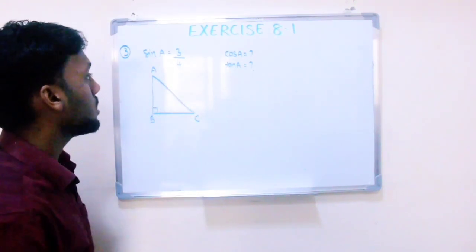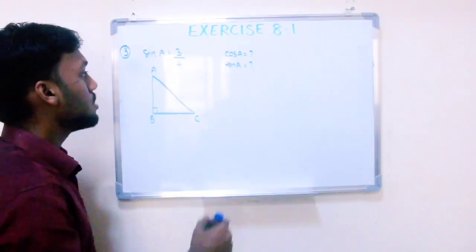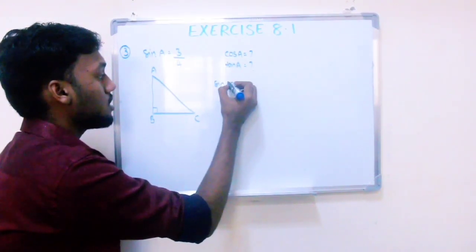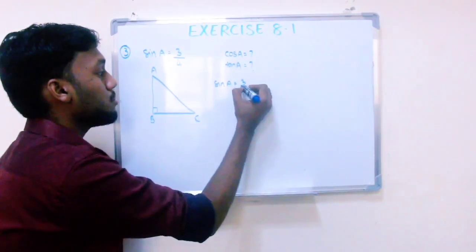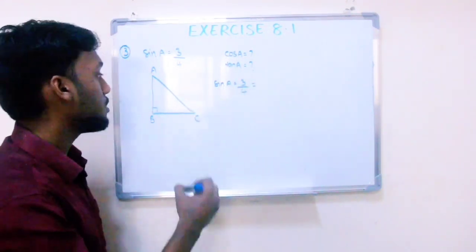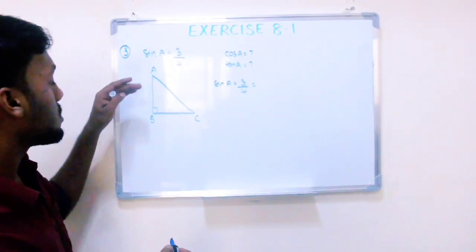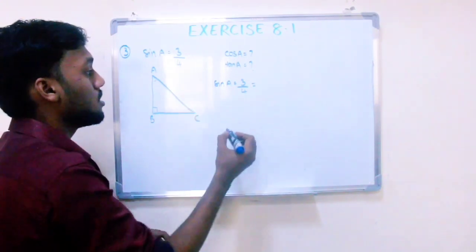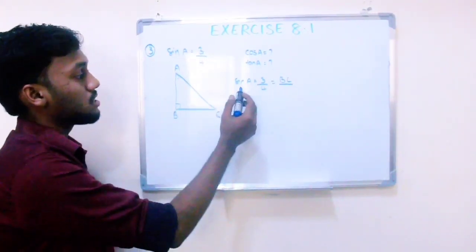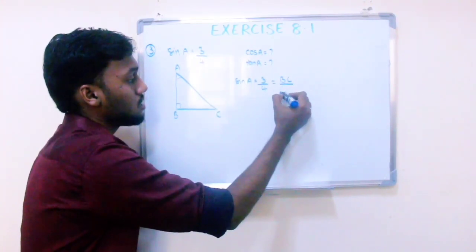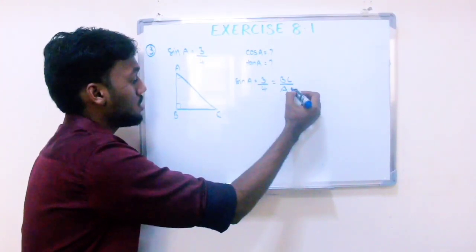And what is given? Sine A is 3 by 4. Let me write it out first. Sine A is equal to 3 by 4, which is equal to opposite side divided by hypotenuse, right? What is the opposite side with respect to angle A? BC. And what is the hypotenuse? AC, right?